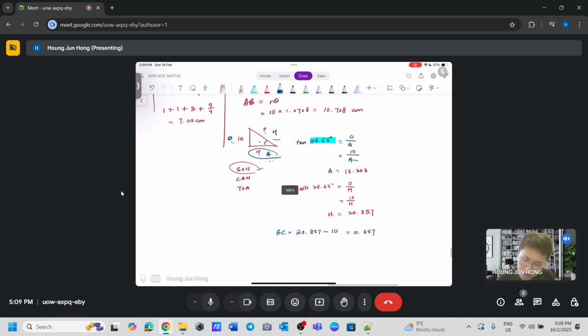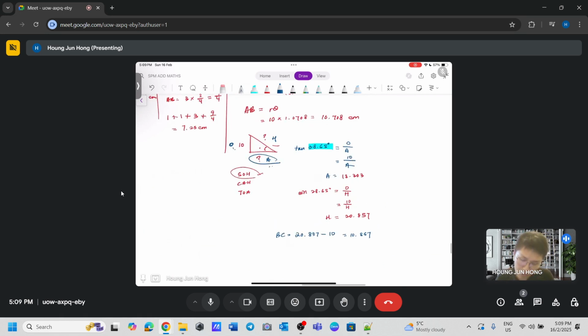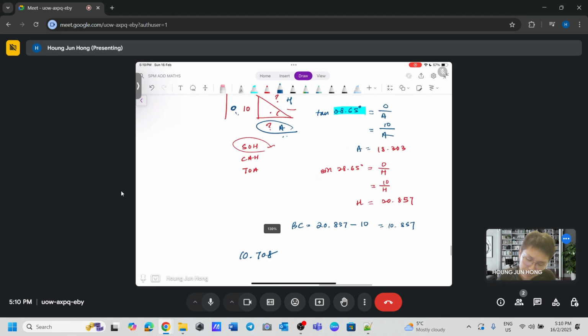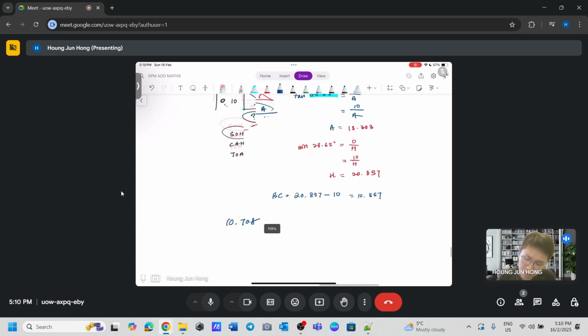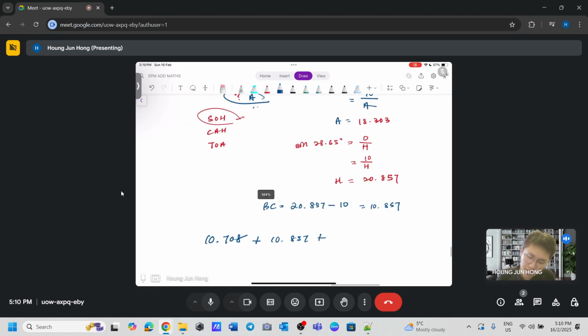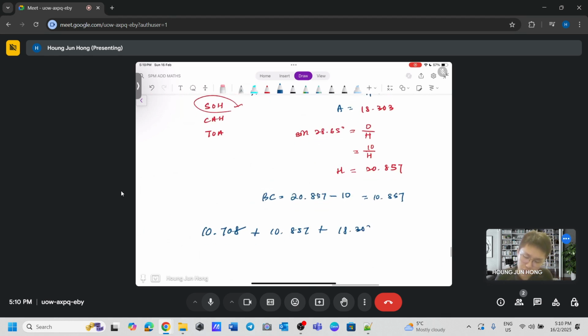Now the moment of truth. I didn't look at the answer, so it might be wrong, but let's check. So put them all together: 10.708 plus 10.857 plus 18.303.